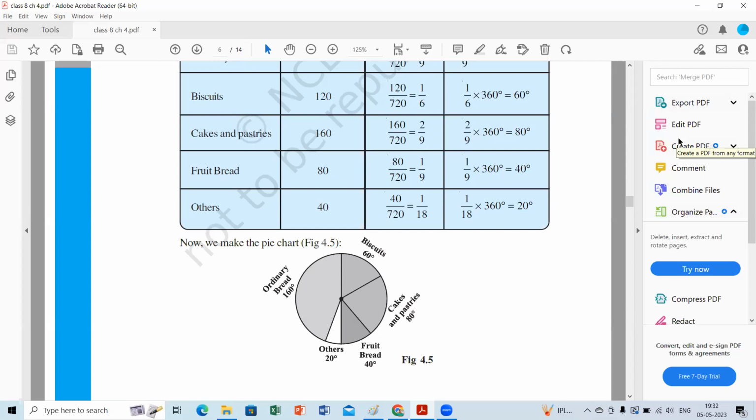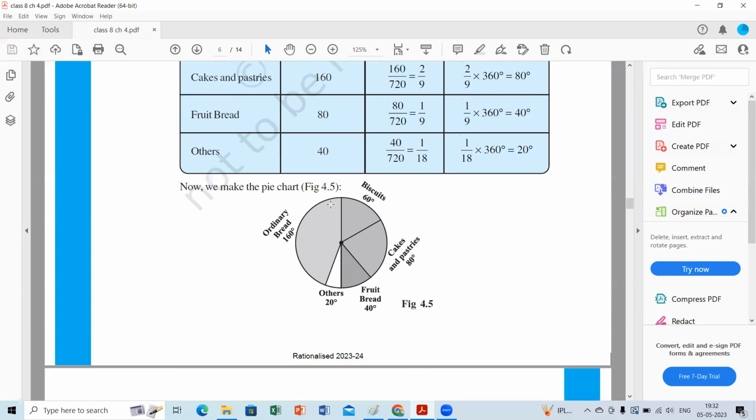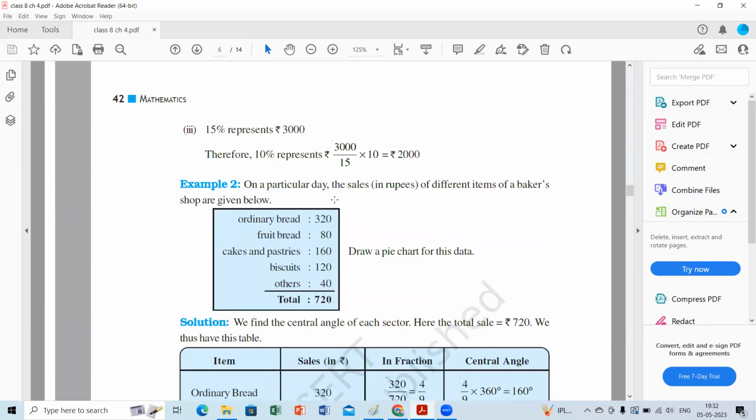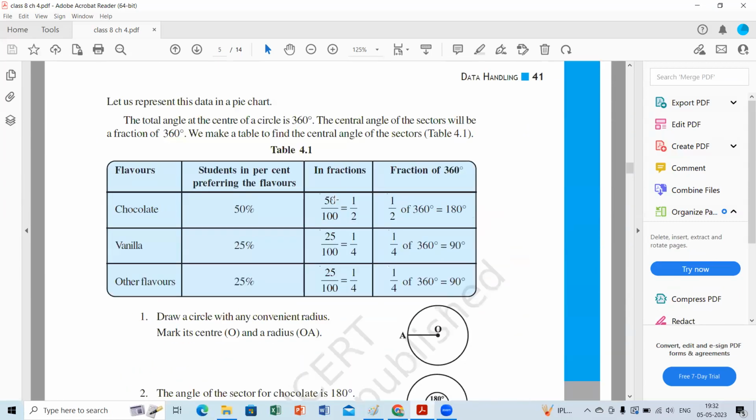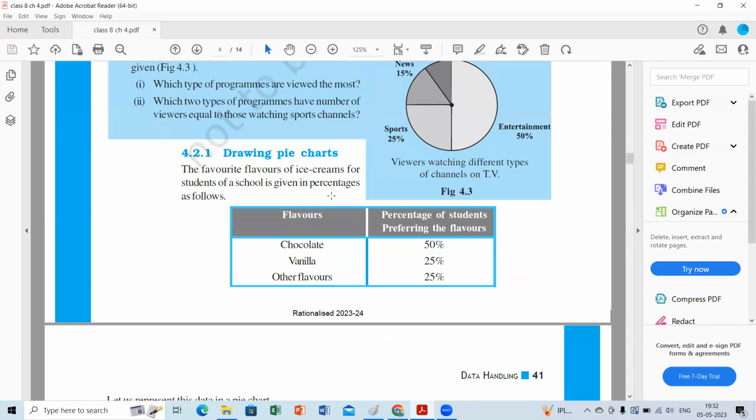I am coming to the part of the next question. You see the next. Drawing a pie chart is more important. How to draw the pie chart?